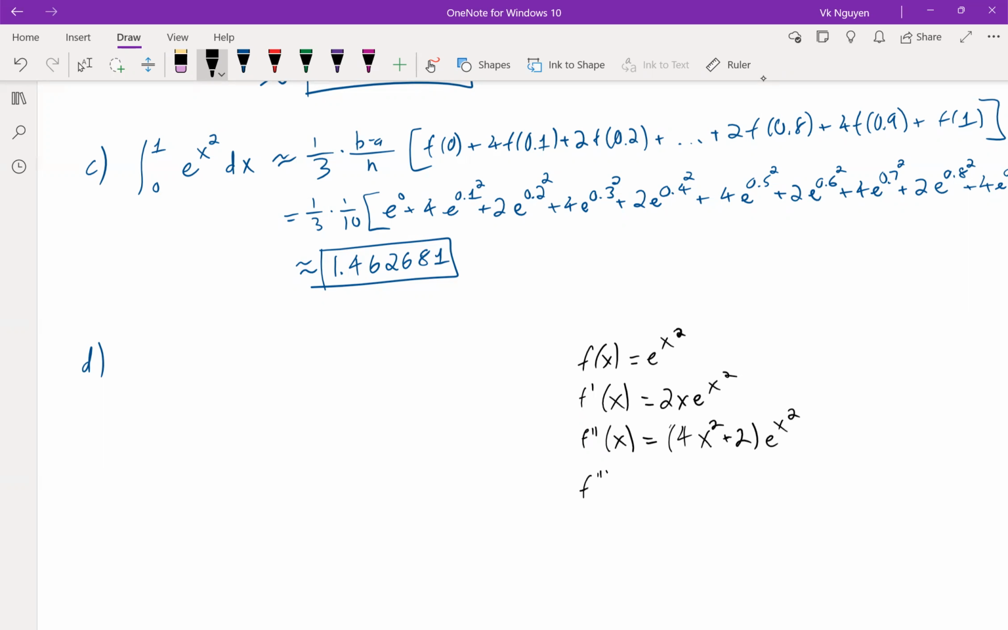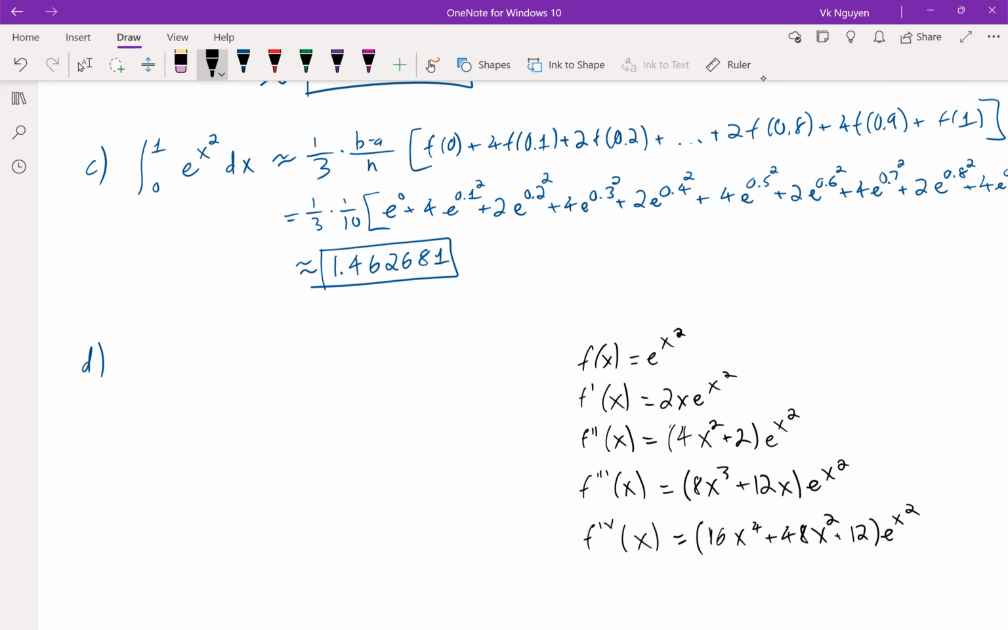f triple prime x is (8x to the power 3 + 12x) e to the x squared. The fourth derivative of x is (16x to the fourth + 48x squared + 12) e to the x squared.